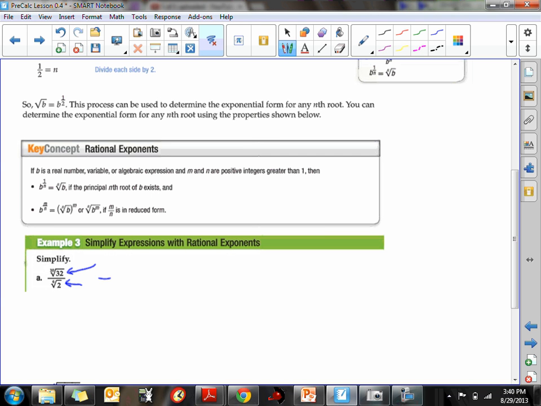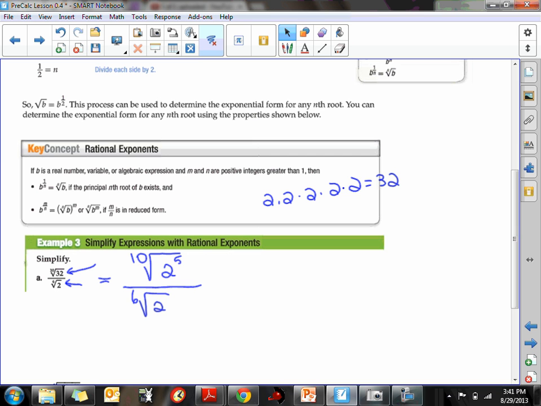So here's my thought process. We want the 10th root of 32. Well, 32 can be thought of as 2 to the, let's see, 2 times 2 is 4, times 2 is 8, times 2 is 16, times 2 is 32. So I'm going to think of it as 2 to the 5th over, and then this is going to be the 6th root of 2. Now we want to come back and take a look at using these exponent rules.